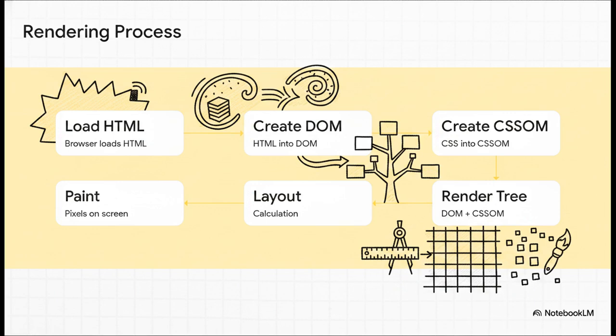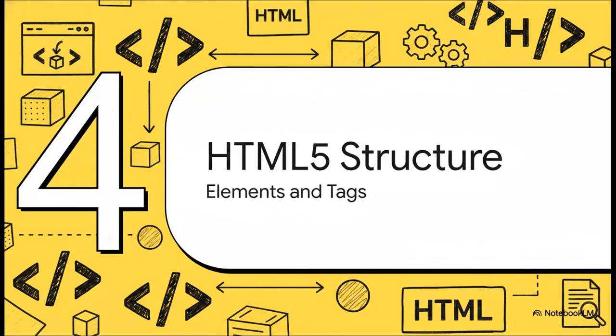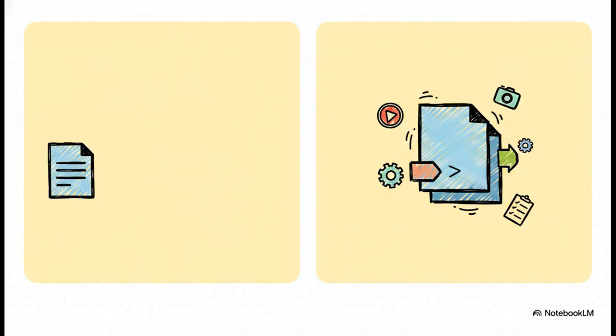And sixth, it paints the actual pixels right onto your screen. That brings us to Section 4, HTML5 Structure and Elements. We use HTML, or Hypertext Markup Language, to build the actual structure of a web page, and it has come a really long way. Older HTML versions had very limited multimedia support, but HTML5 completely transformed things. It brought in built-in semantic elements, native APIs for audio and video, and significantly better form handling natively right inside the browser.